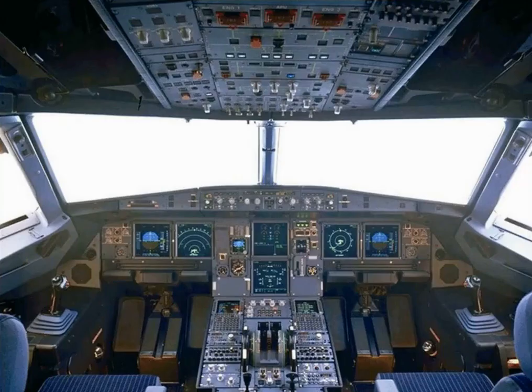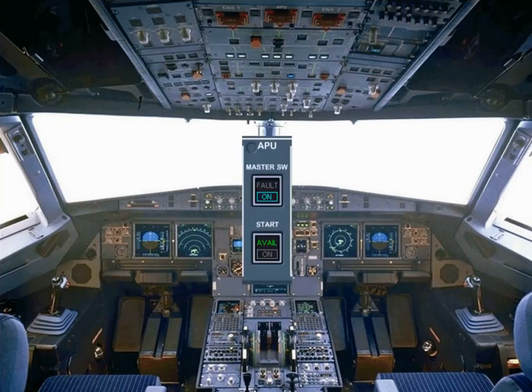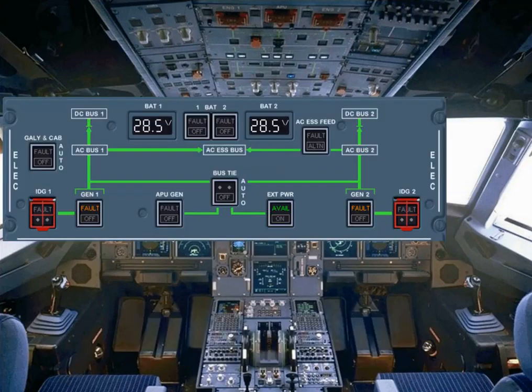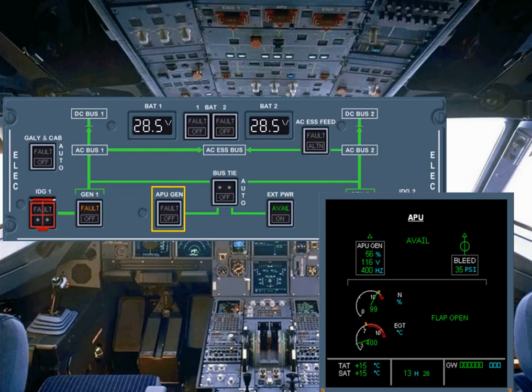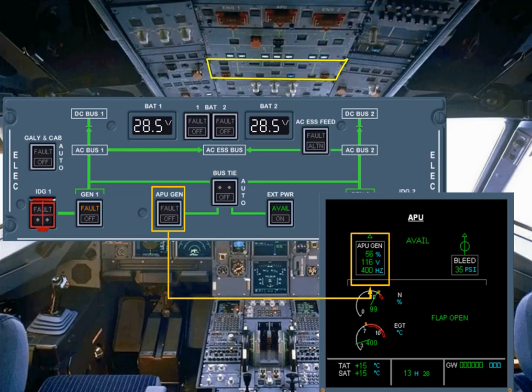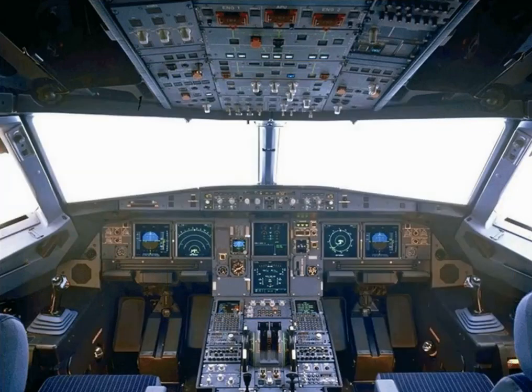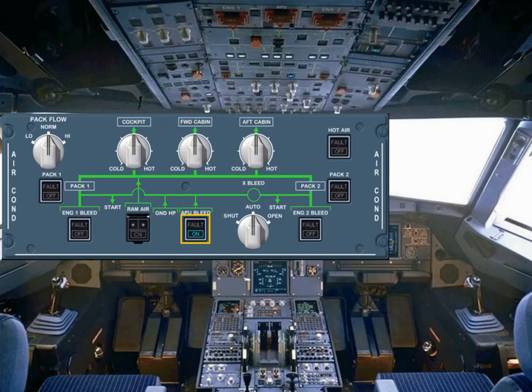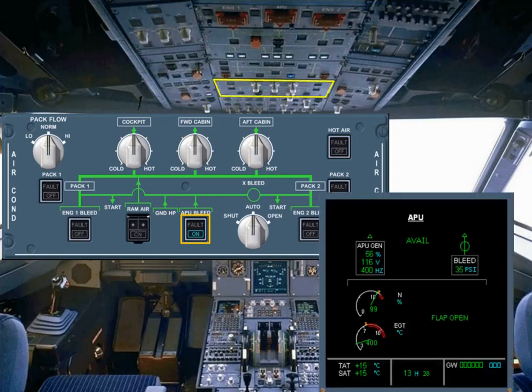Let's see the different controls that the pilots use to operate the APU. These controls are installed in various places on the overhead panel. The APU master switch and the start push button are installed on the APU control panel. The APU Gen push-button switch is located on the electrical panel and is used to control the APU generator. The APU Bleed push-button switch is located on the air conditioning panel and controls the APU bleed system.